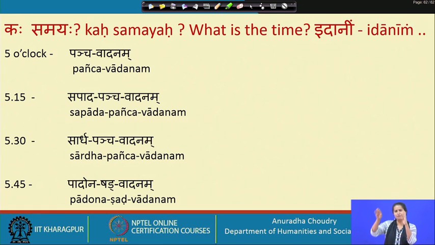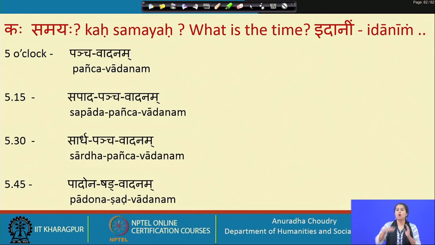5:30. So, the word for half is ardha, meaning half. And with a half will be sardha. So, sardha pancha vadanam. Kaha samayaha? Sardha pancha vadanam for 5:30. Now, 6:30, sardha shad vadanam. Uttamam. 10:30, sardha dasha vadanam. Very good. 9:30, sardha nava vadanam. Uttamam. Now, moving on to the next one.